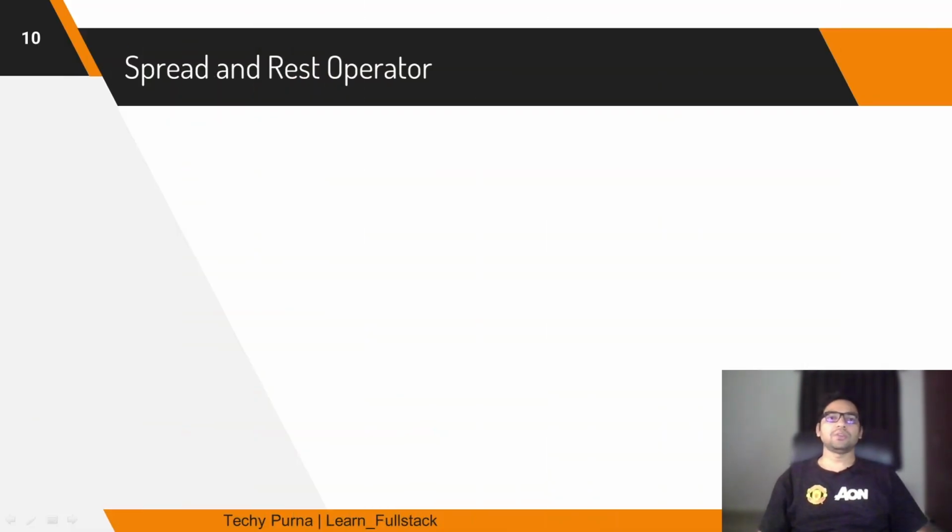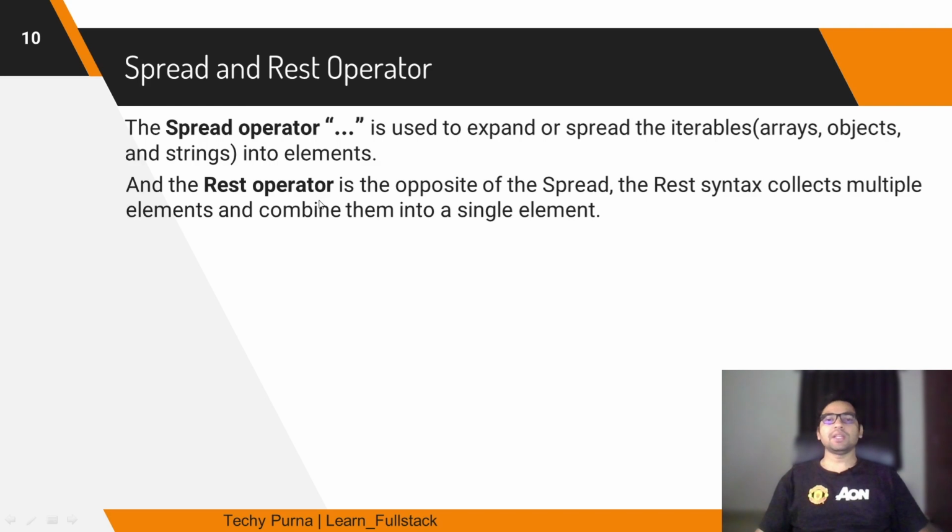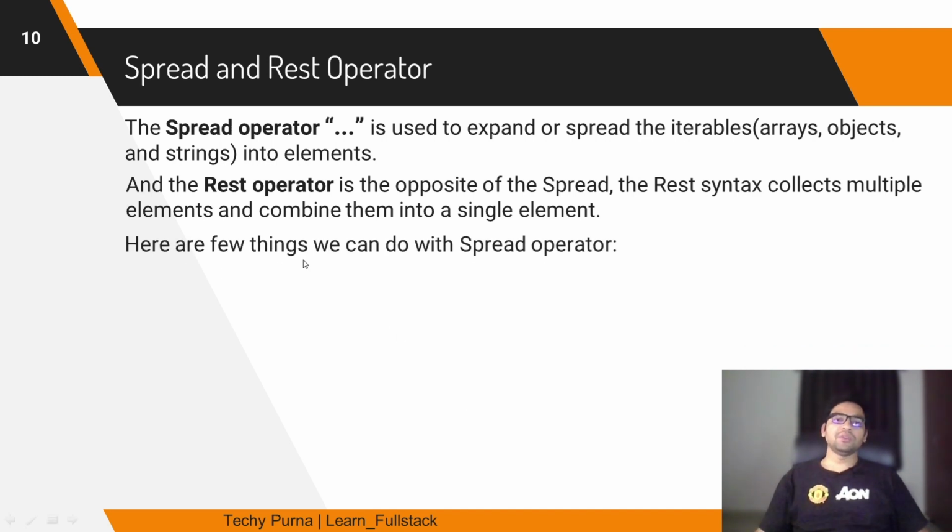So let's understand the theory of the spread and rest operator. The spread operator, three dots, is used to expand or spread an iterable array, object, or string into elements. And the rest operator is the opposite of the spread operator. The rest syntax collects multiple elements and combines them into a single element, as we learned in the previous example.